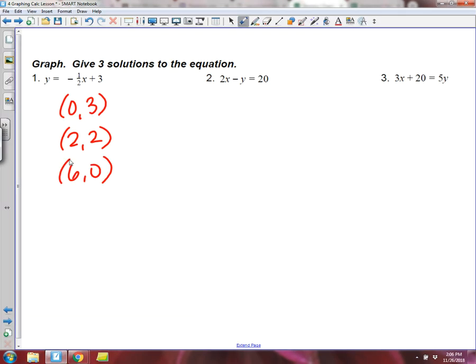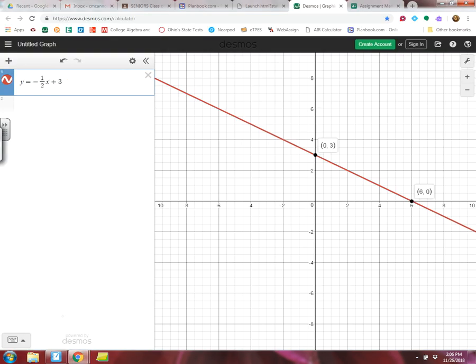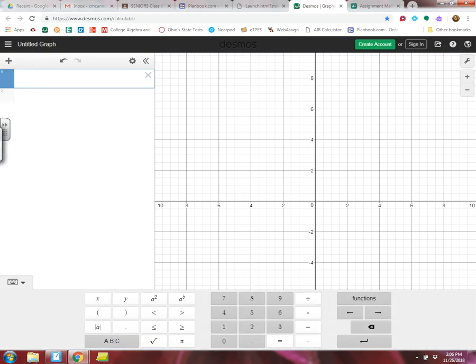Folks, are those the only 3 that you could have given me? No, there are infinite solutions on this graph. They just have to be on that line. Fair enough? Can we do it again? Okay, so I want you to X out that graph in Desmos. And can somebody read me the next one?